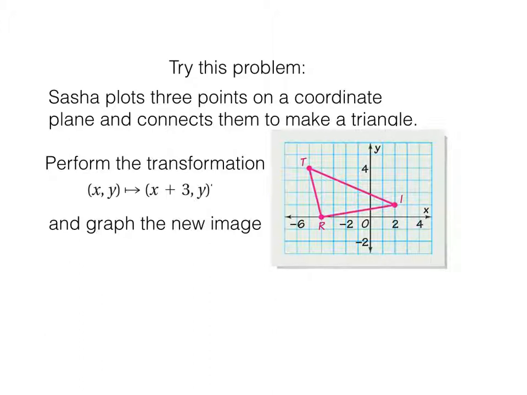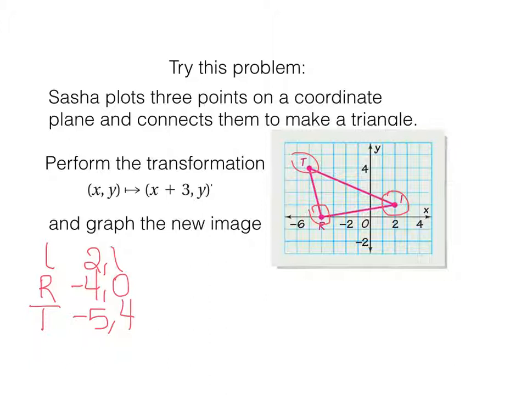So typically when I do problems like this, I like to write the points down first. So I'm going to write this point. This is the point (2, 1). And that is the point L. And then the point R is going to be the point (-4, 0). And then the point T is going to be the point (-5, 4). So these are just the points that I was able to identify on this graph.